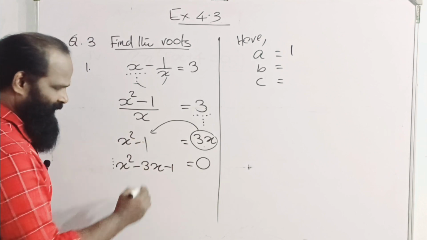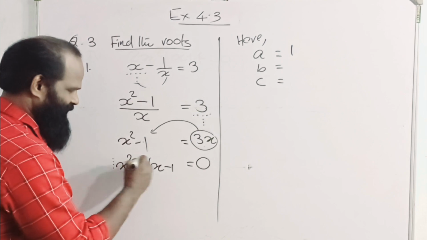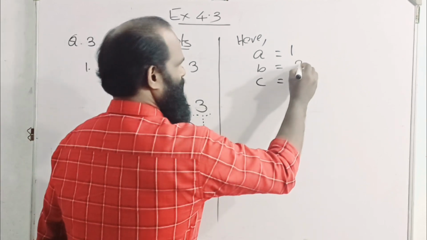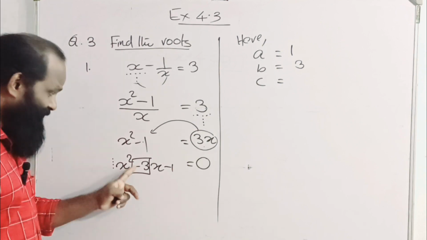I told you earlier, when you consider a number, if it is minus, the negative sign should also be considered. This is not simply 3. If you write 3, your solution will be totally wrong. This is negative 3.